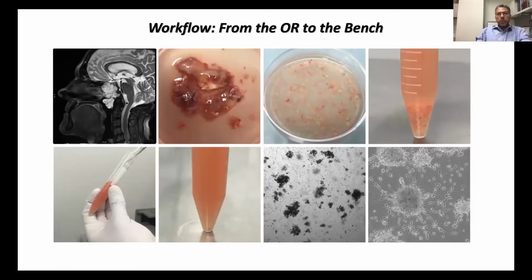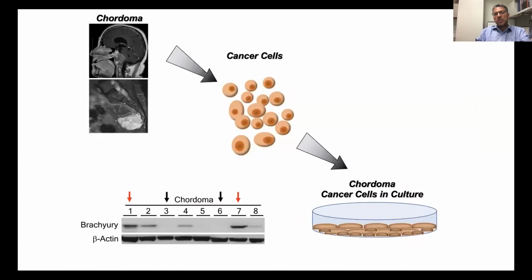So we tried to model this disease simply by doing what other systems and other labs have done for breast cancer, for lung cancer, for liver cancer. And we systematically took out tumors, brought them back to the lab, dissected them and dissociated them, and tried to develop cell lines to actually study the disease in vitro.